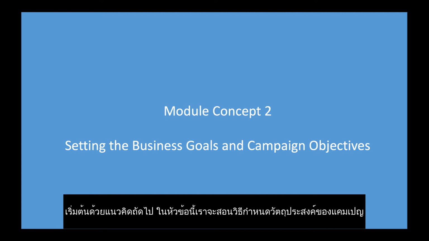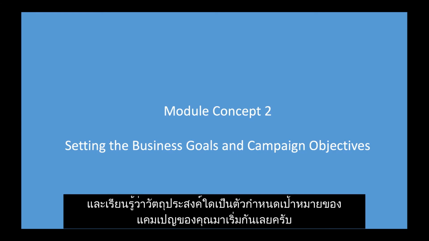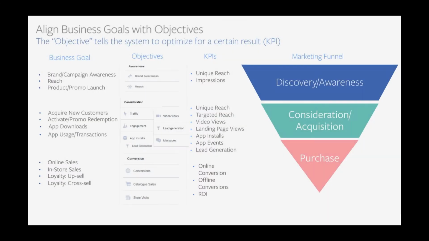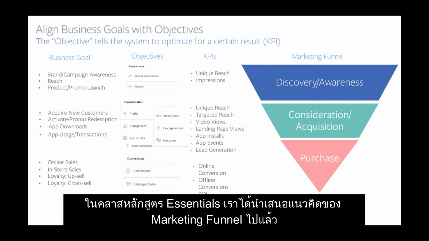All right, let's get started with the next module concept. In this module, we will teach you how to set up the campaign objective and learn what objectives to choose depending on the goals of your campaign. Let's get started. In the Essentials class, you remember we presented the concept of the marketing funnel.